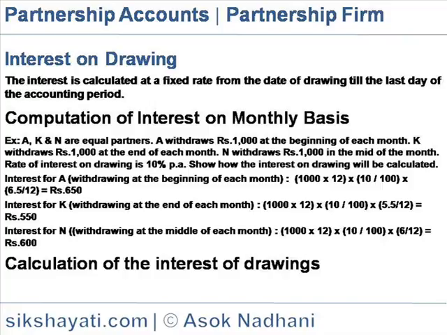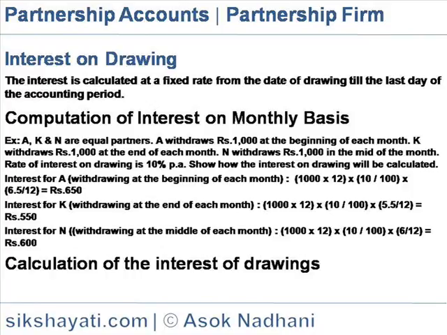Interest for A, withdrawing at the beginning of each month, would be 1000 into 12 into 10 by 100, for 10%, into 6.5 by 12, that is for 6.5 months. That comes to rupees 650. Interest for K, who is withdrawing at the end of each month. In this case, 1000 into 12, for 1000 rupees for 12 months, into 10 by 100, into 5.5 by 12, because the interest is charged for 5.5 months. So that comes to rupees 550.